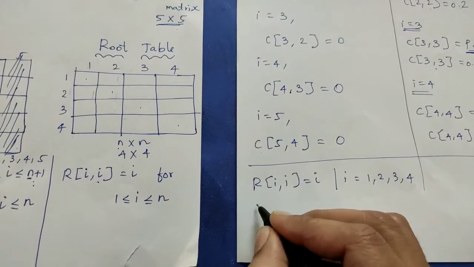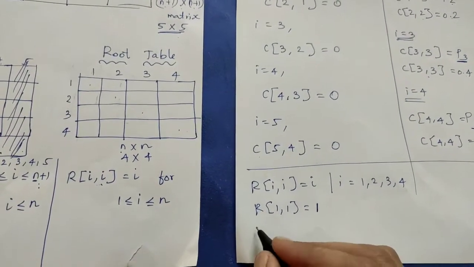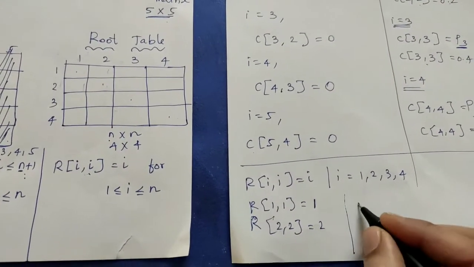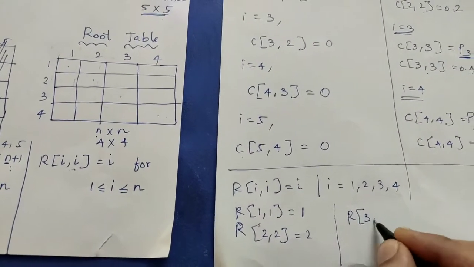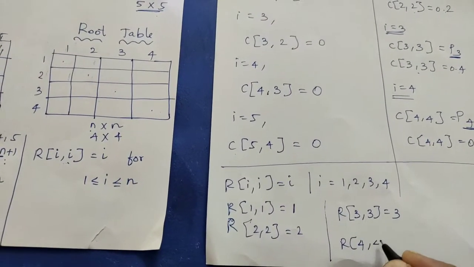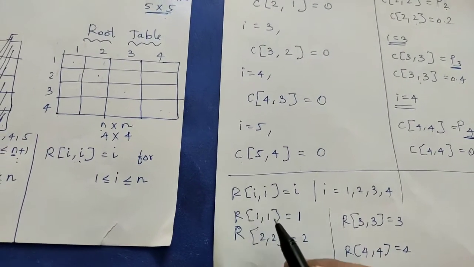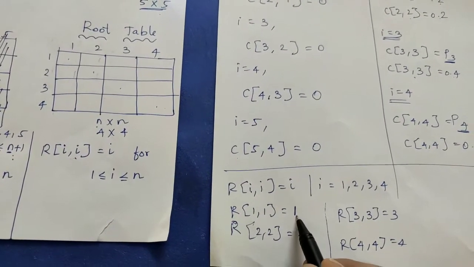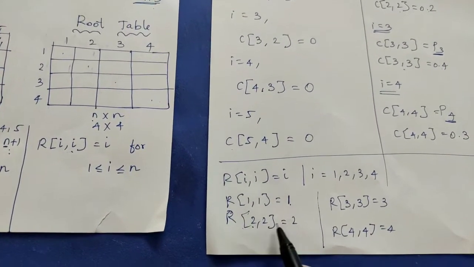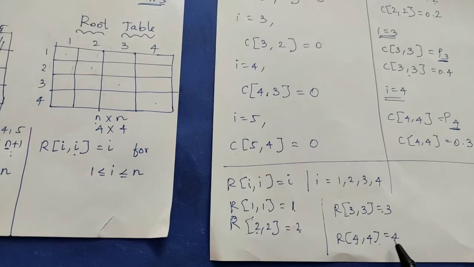So first time when I value is 1, 1 comma 1 should be filled with 1. Next 2 comma 2 should be filled with 2. Next, when I value is 3, r of 3 comma 3 should be filled with 3. R of 4 comma 4 should be filled with 4. Because when I value is 1, I will write r of 1 comma 1, it should be assigned with 1 only. Then when I value is 2, it will be r of 2 comma 2, assigned with 2. 3 comma 3 will be assigned with 3, 4 comma 4 will be assigned with 4.